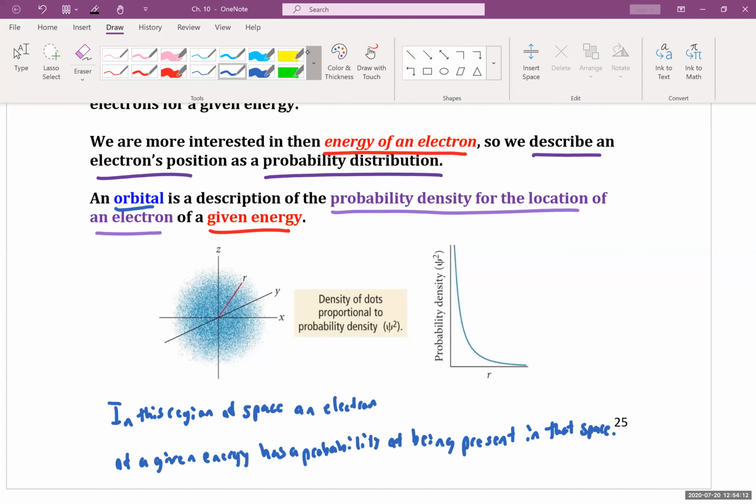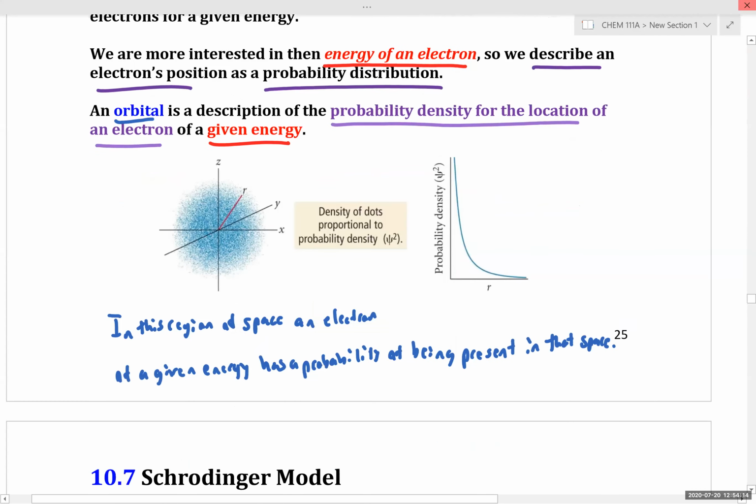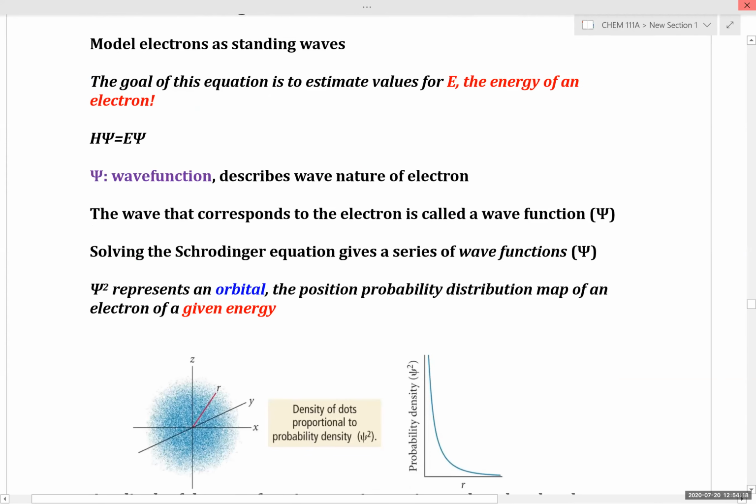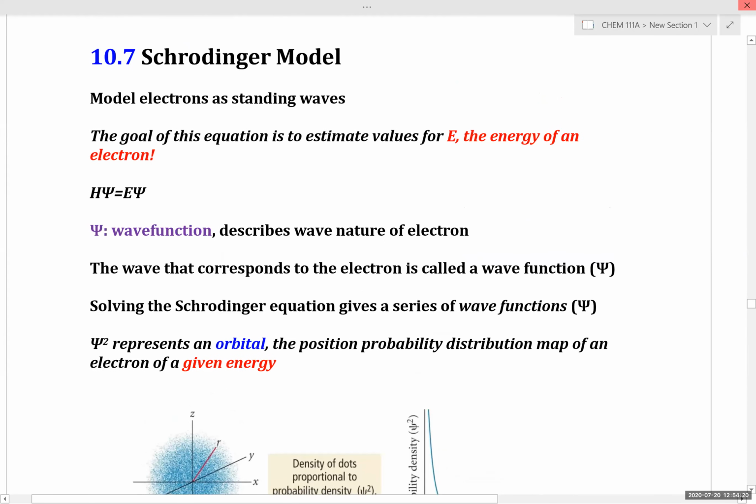Okay, so let's delve a little bit into the Schrodinger model, and let's talk a little bit about how it works. We aren't going to be going through and doing the full derivation, as that requires a little bit more math than we currently have as prerequisites for this class, but we'll walk through qualitatively what's going on in the Schrodinger model and what each of these parameters mean.